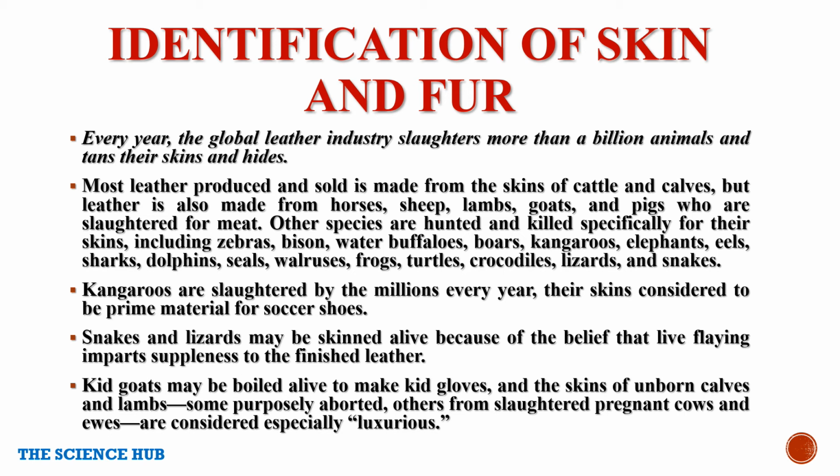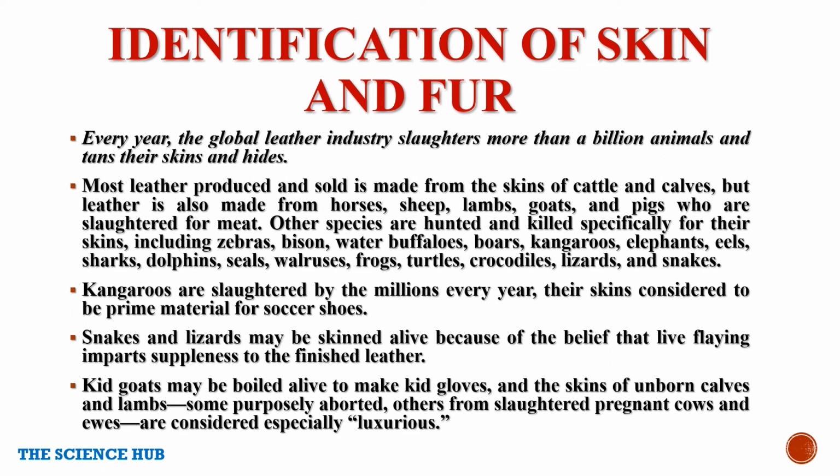Let's move on to the identification of skin and fur. Every year, the global leather industry slaughters more than 1 billion animals and tans their skins and hides. Most leather produced and sold is made from the skins of cattle and calves. It is also made from horses, sheep, lambs, goats, and pigs, who are also slaughtered for meat. Other species that are hunted and killed specifically for their skins are zebras, bison, water buffaloes, boars, kangaroos, elephants, eels, sharks, dolphins, seals, walruses, frogs, turtles, crocodiles, lizards, and snakes.